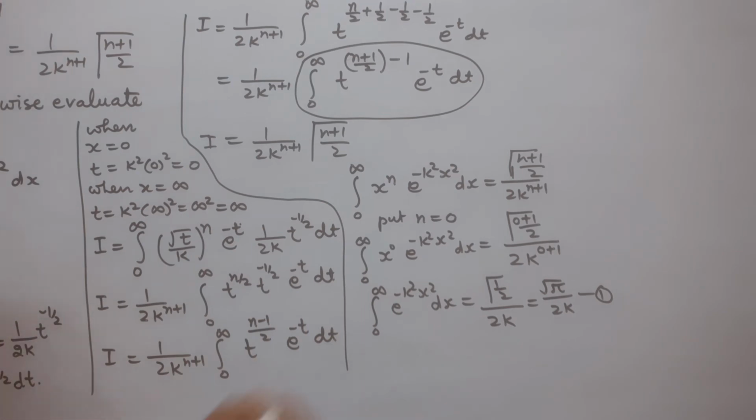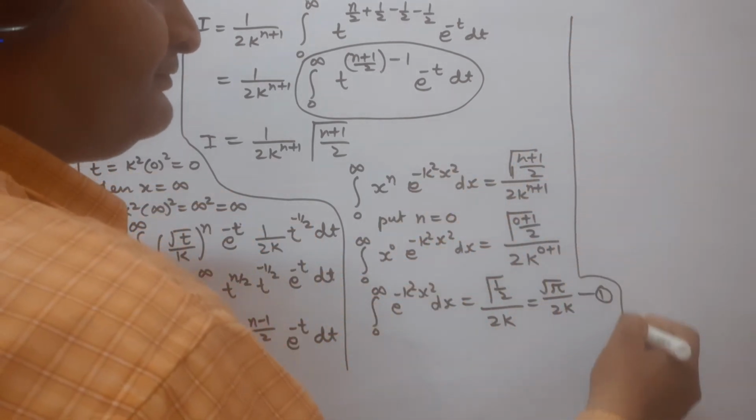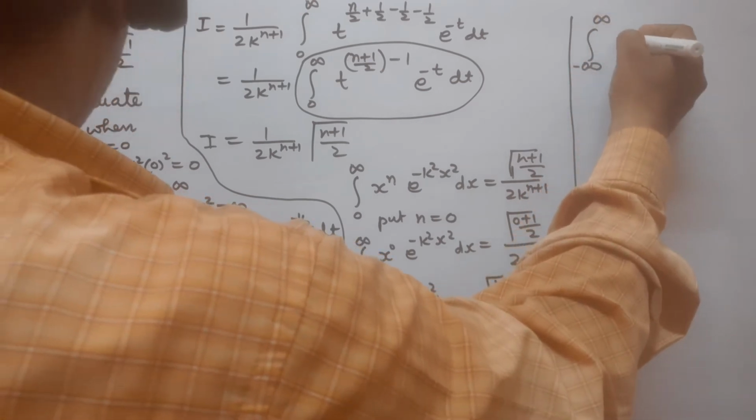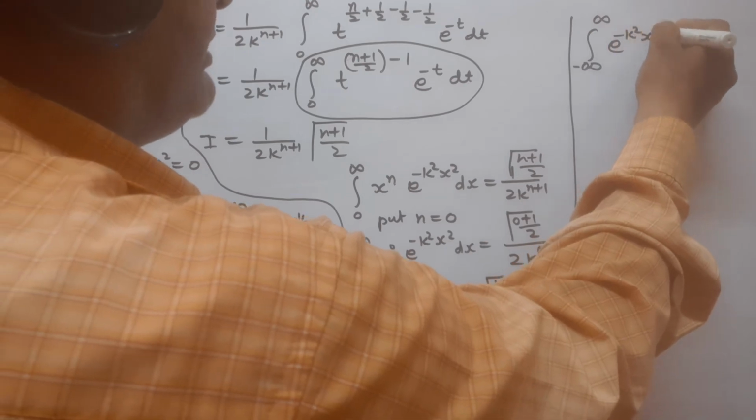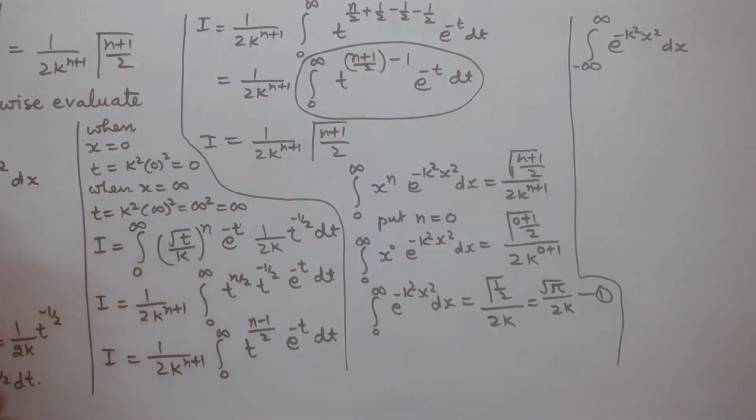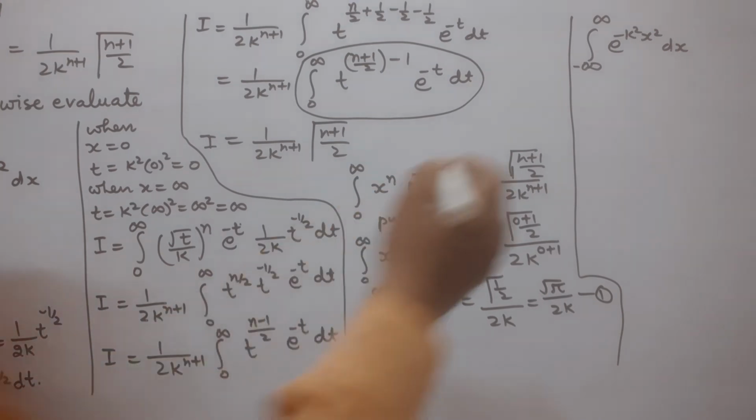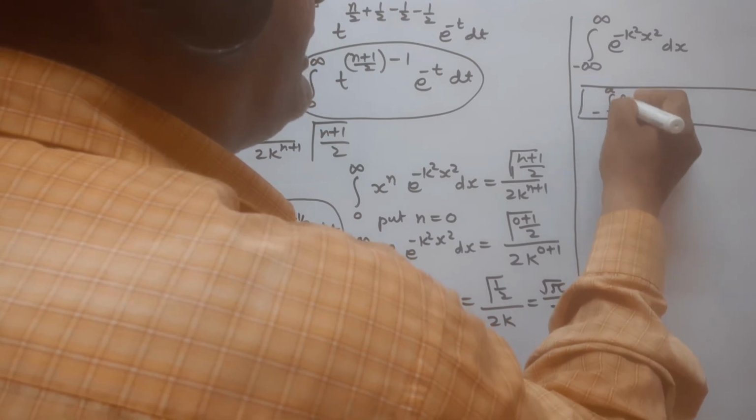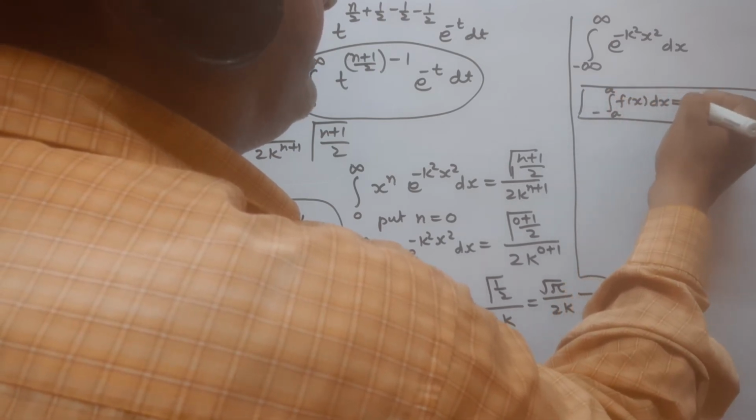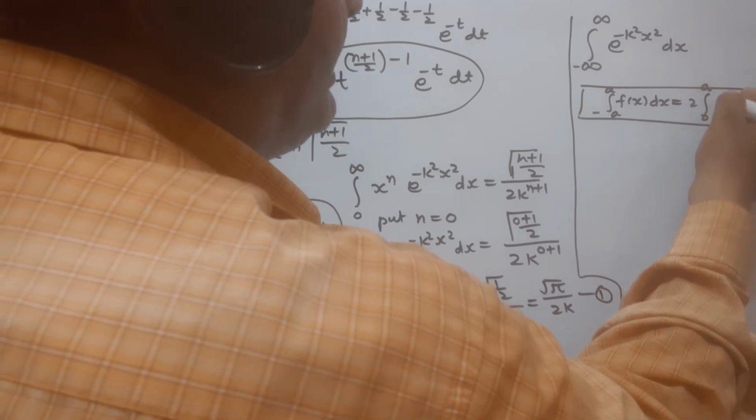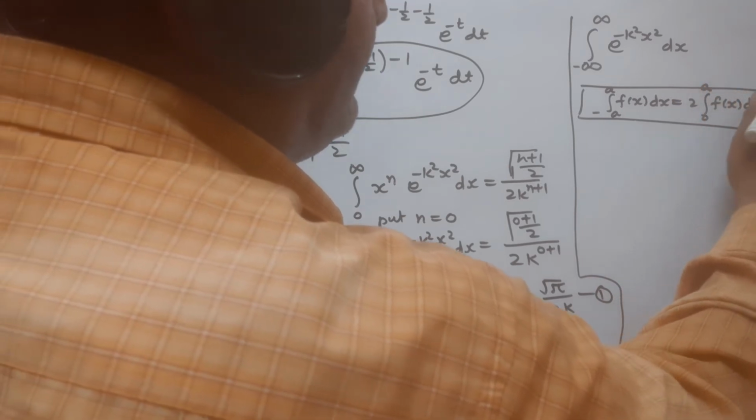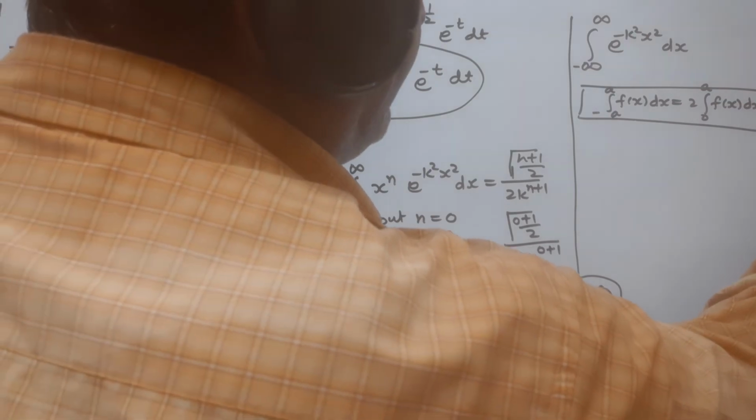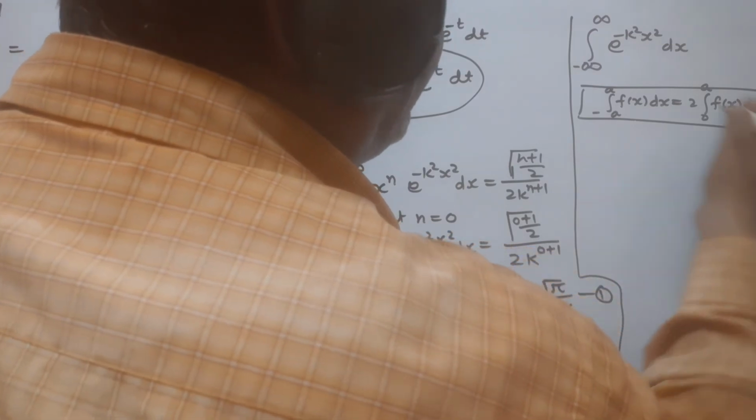Now we prove the second one, which is given that integral between the limit minus infinity to plus infinity of e to the power minus k square x square dx. Here we use the property of definite integral, which is integral minus a to a f(x) dx is equal to 2 times integral 0 to a f(x) dx if f(minus x) is equal to f(x). So this is the even function.